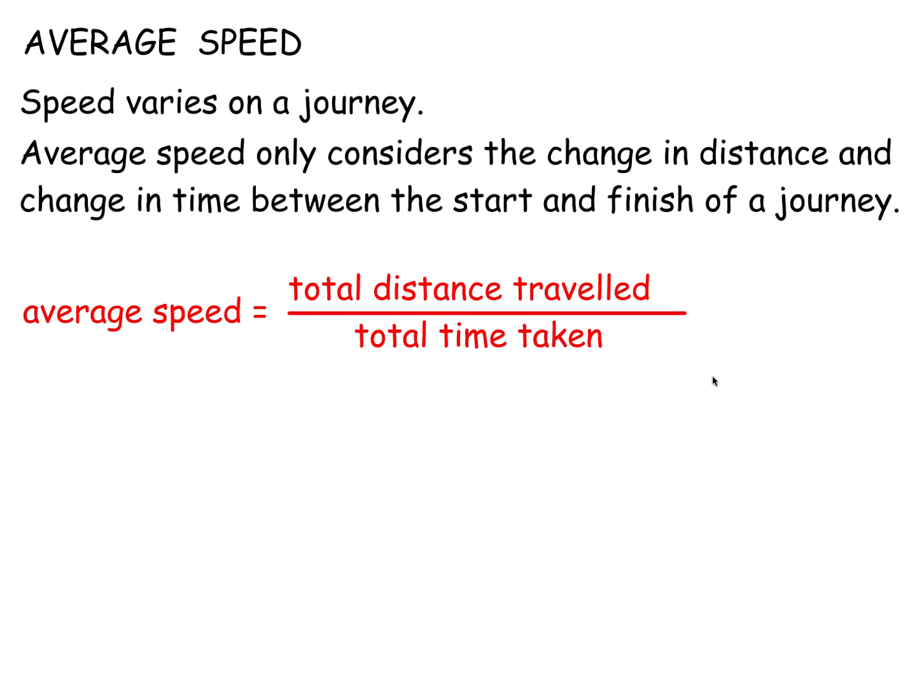And when you're on a journey, we're always working with the average speed. It's the total distance you travel over the total time you take. So you're not finding the speed at any particular instant. So we refer to that as being the average speed. It's not a speed you actually travel at.